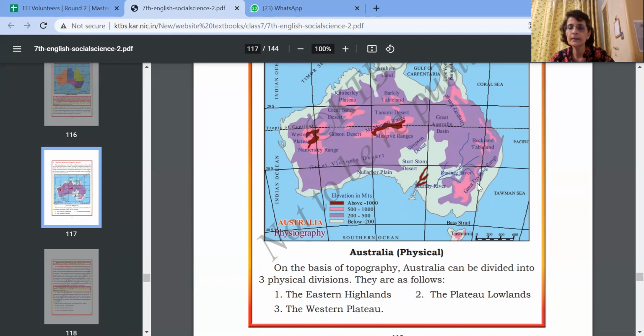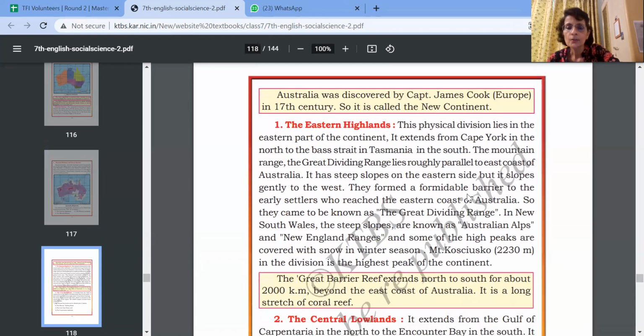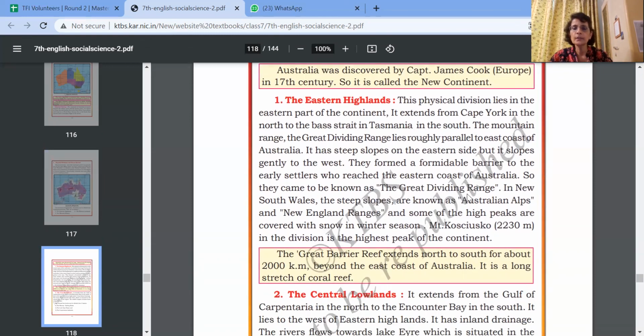And this is the Great Dividing Range. This is a very, very important mountain range of Australia. So the second point I asked you to mark was from here: the Great Dividing Range lies roughly parallel to the east coast of Australia. And it has steep slopes on the eastern side. Just mark up to here.